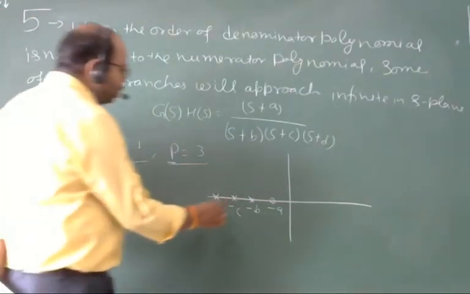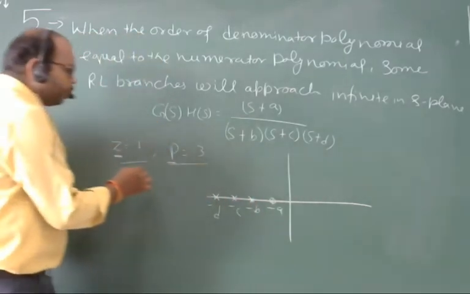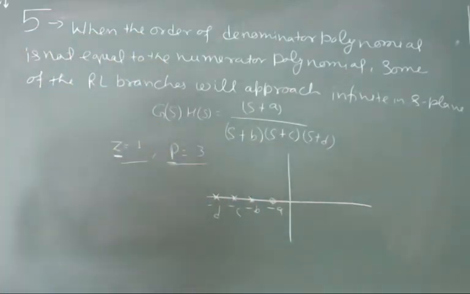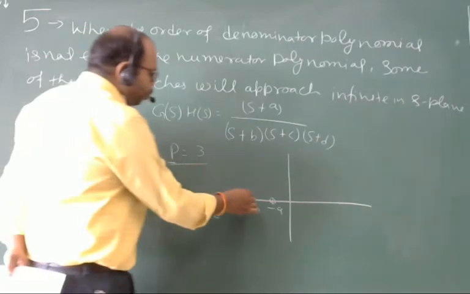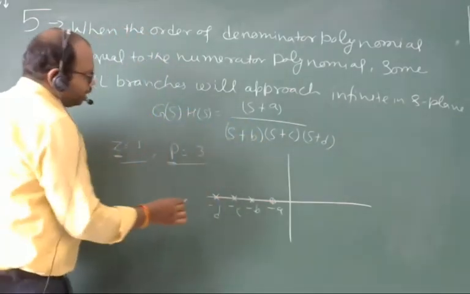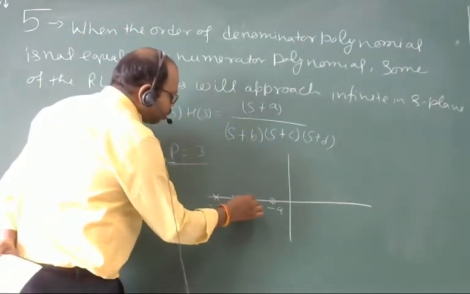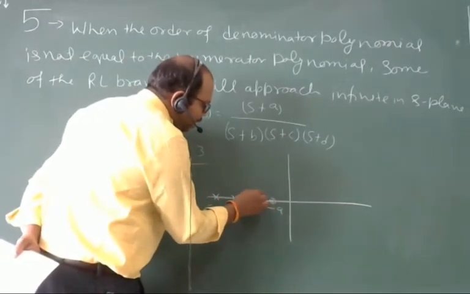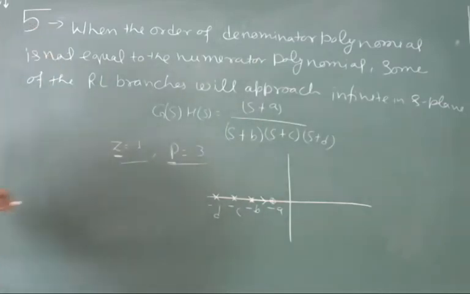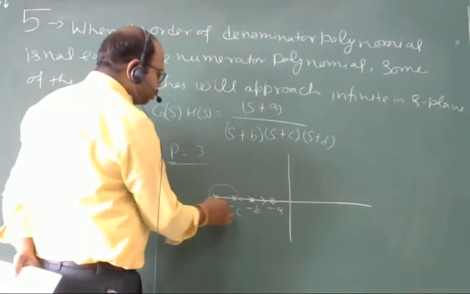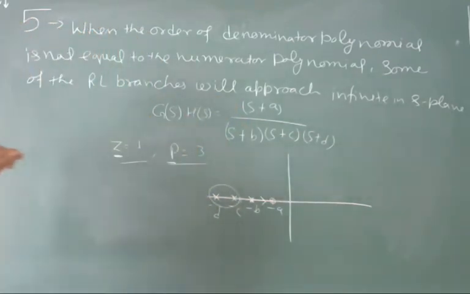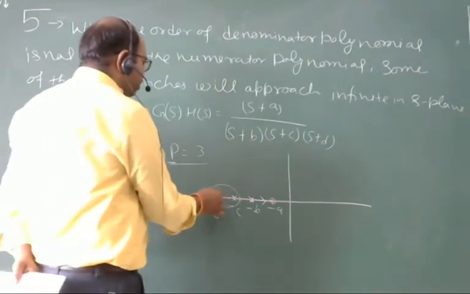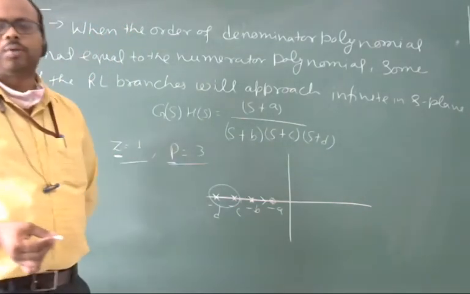So, as we know that the root locus branches start from a pole and end up to a 0, then a root locus branch will start from this pole and end up to this 0. But what about these two poles? What about these two poles? The branches which are out from these two poles, where will they end?